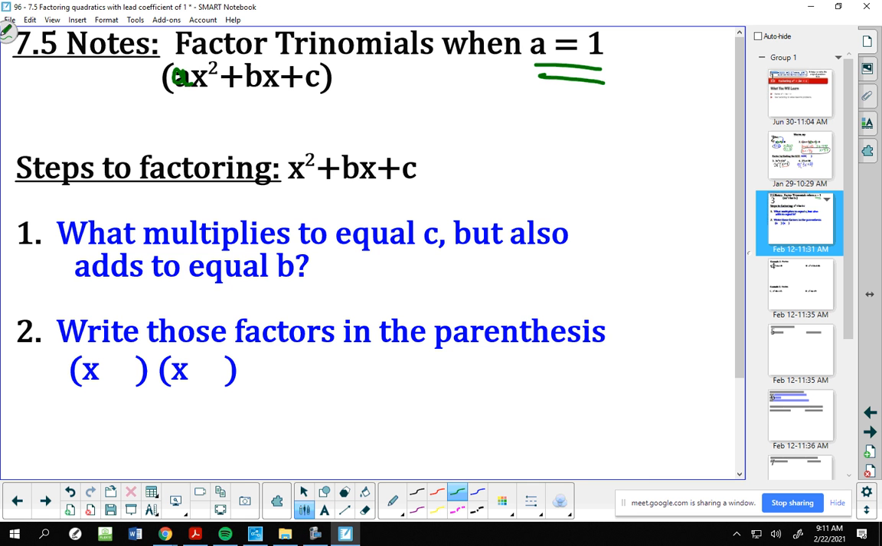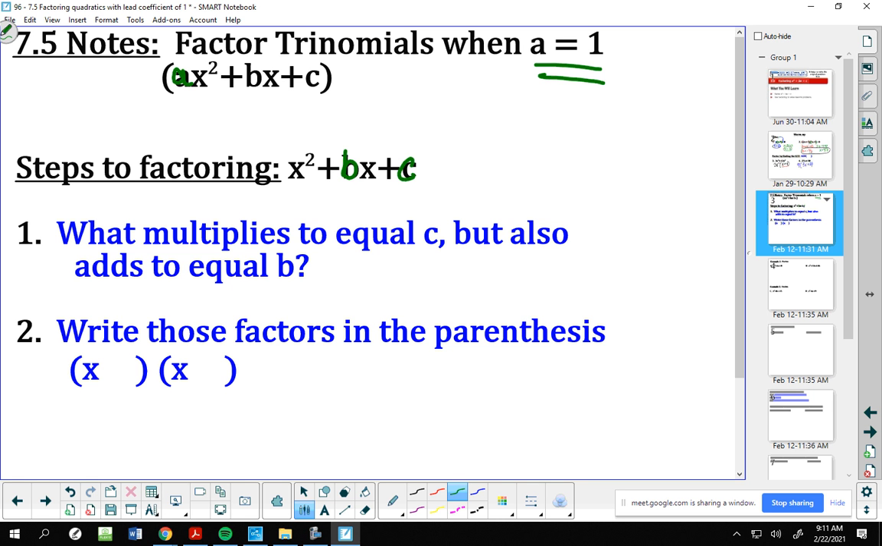So you guys can see it doesn't even say a here, but you can see your a value is 1. So what we want to figure out is what 2 numbers multiply to c but add to b. Okay, we are going to figure out what 2 numbers multiply to give me c but add to give me b, and then we're going to write it in. I'll show you. We'll write it in factors that look like this.